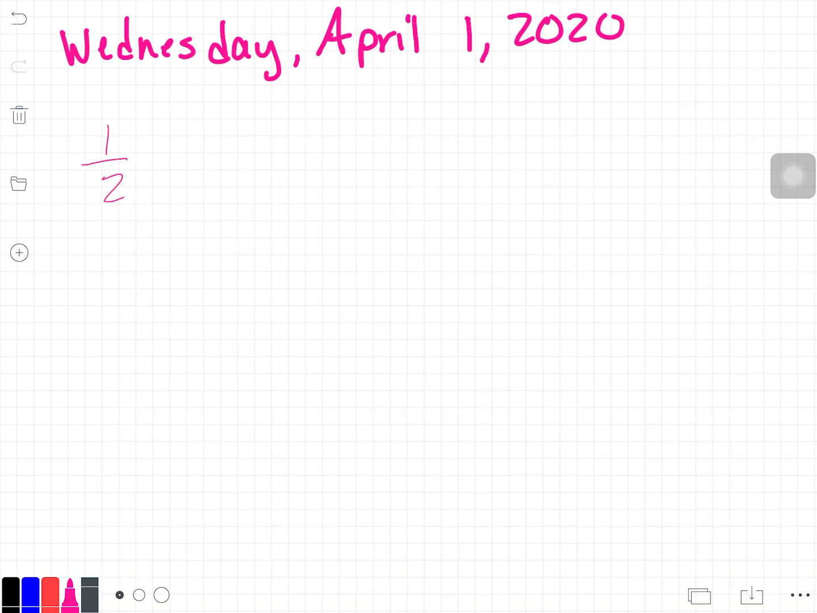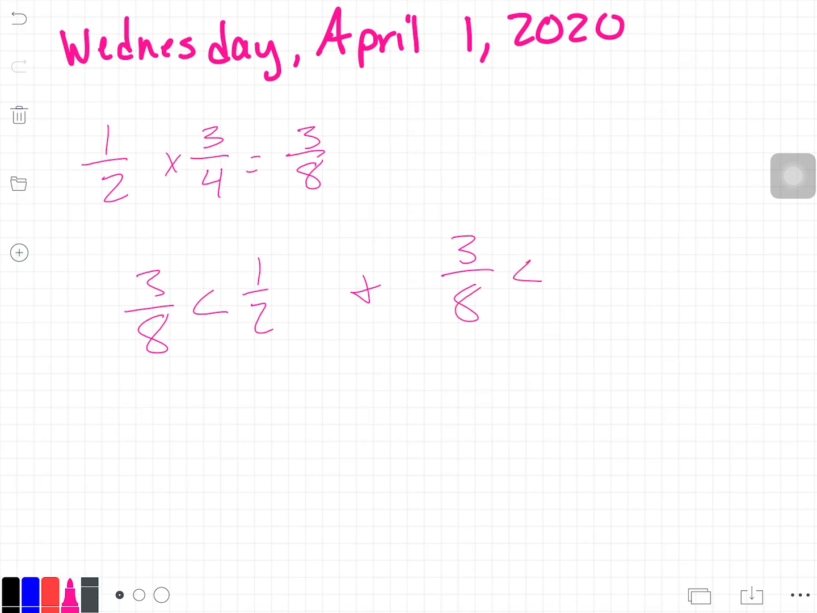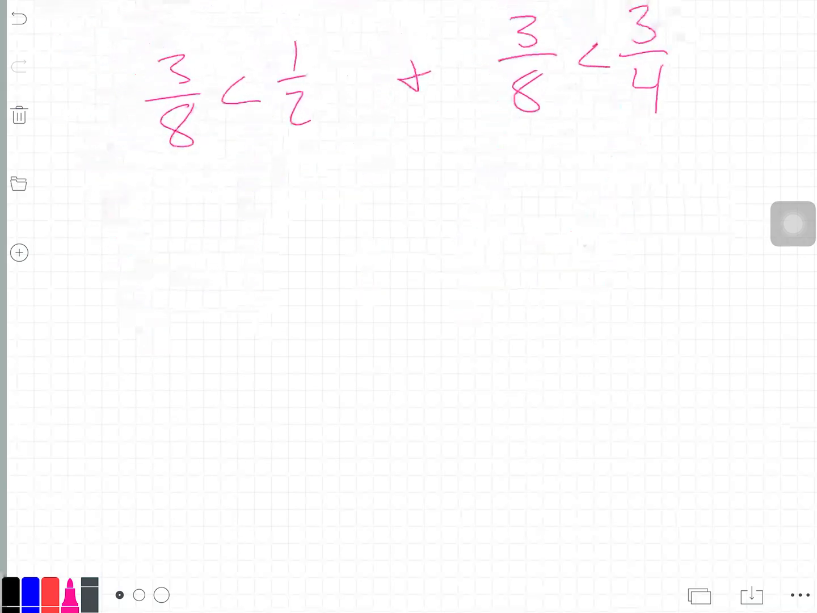So if you remember, when we multiply two fractions together like this, we end up getting a fraction that is smaller than both of the fractions or both of the factors in the problem. So like 3/8 is less than 1/2 and 3/8 is less than 3/4. So when I multiply two fractions together, the product or the answer is going to be smaller than both of the numbers I used to multiply. Okay?